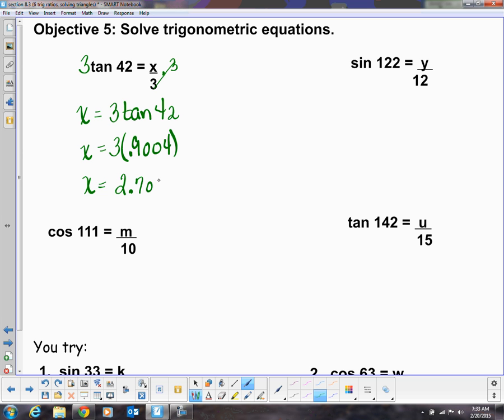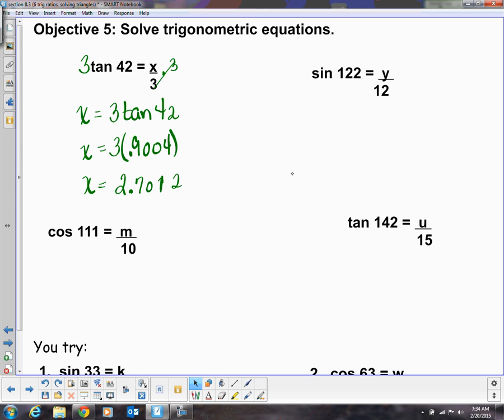2.7021. 2 point 70122. Okay, that's good. I'm going to stop at the fourth place. That's actually 5. Okay. Next. 5 places. All right.